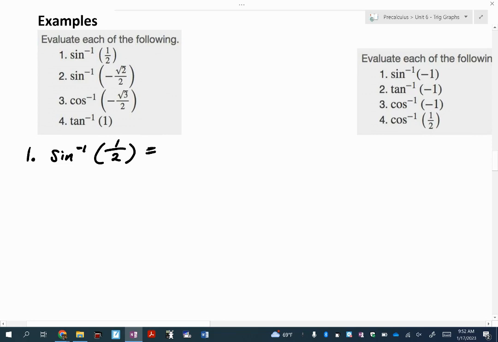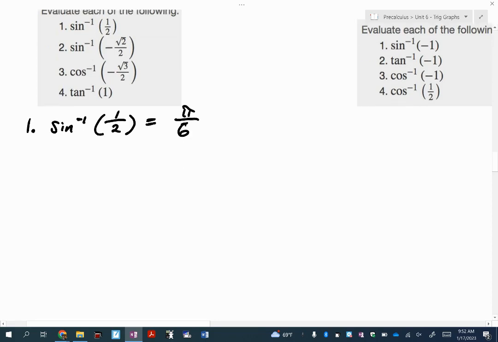So this one, I think you should have that table memorized from our special angles quizzes in the first unit, in January. So in this case, if I want to go backwards, I know the sine of some angle is 1/2. What is that angle? That angle is pi over 6, or 30 degrees. All right, let's do the same thing.